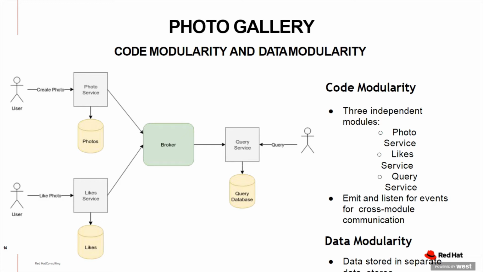Now, on this architecture, we would like to demonstrate the flavors of modularity which Eric was talking about. The code modularity is shown here in that we have 3 independent modules: the photo service, like service, and query service. And these modules are communicating via exchanging messages over the broker. Regarding the data modularity, each service has its own dedicated data store, and services don't access each other's data store or share data that way.